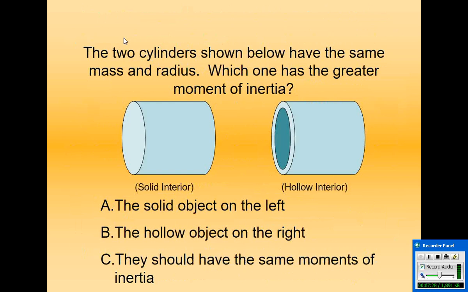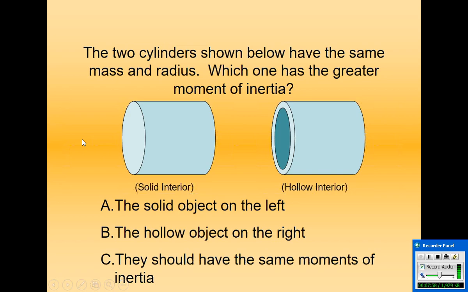Two cylinders, they have the same mass, they have the same radius, but one of them is solid all the way through, and the other has a hollow interior. Which one do you think is going to have the greater moment of inertia? The one that is entirely solid all the way through, or the one where all the mass is distributed close to the rim of the object? Think about it. If you have questions, ask at the start of class.